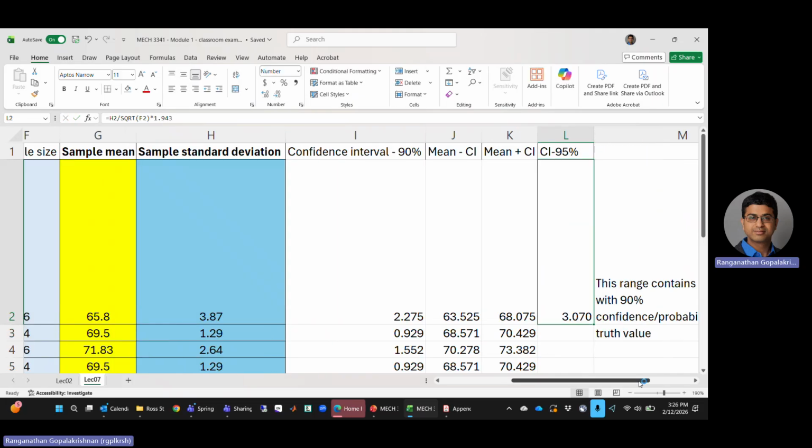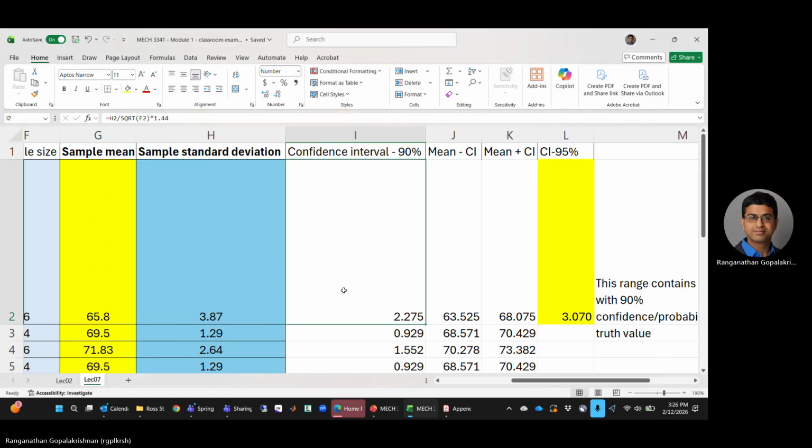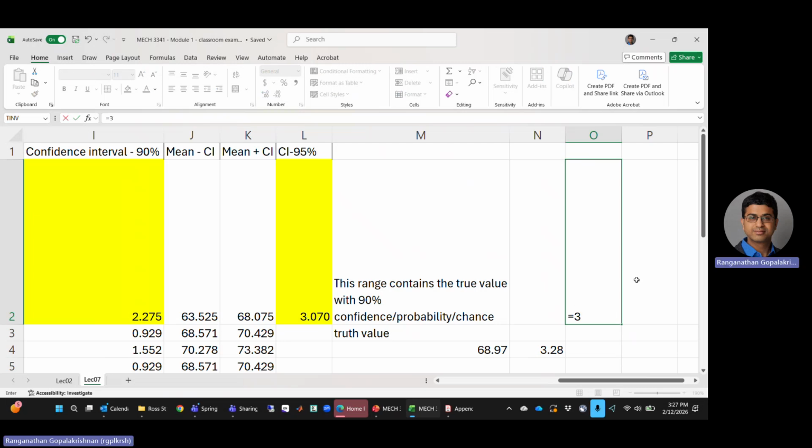1.943. This is 3.07. I want you to pay attention to the shaded cells here between 3.07 and 2.275. What's the ratio between these two? This is 3, this is 2.2. Right there, it's about what? 3 divided by 2.23. That's about 1.3. The ratio between 3.07 and 2.2 is about 1.3, or off the bat, it's 30% wider. 1.31 means what? It's 31% wider, or nearly 1.32, 32% wider.